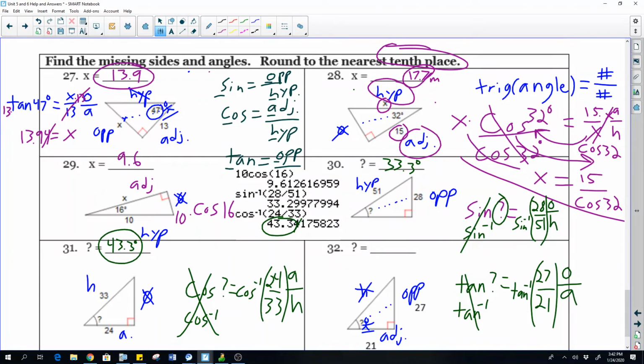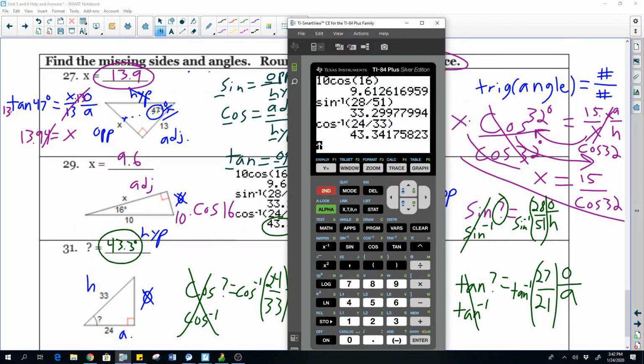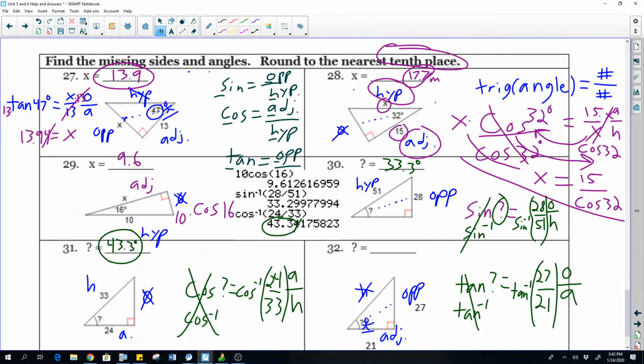Now we plug that into our calculator. Inverse tangent of 27 divided by 21 gives us the angle of 52.12, which rounds to just 52.1 degrees. Good job.